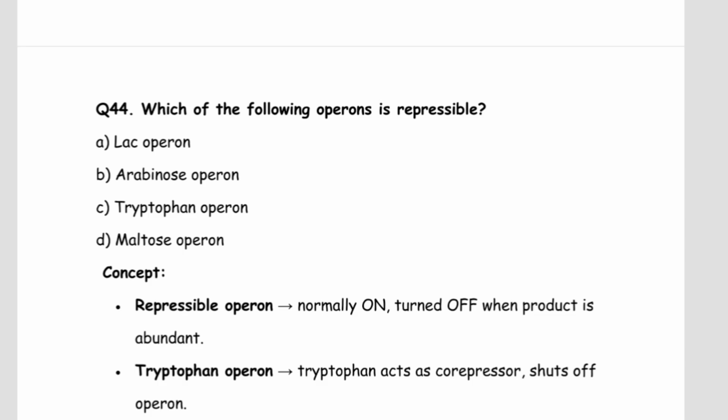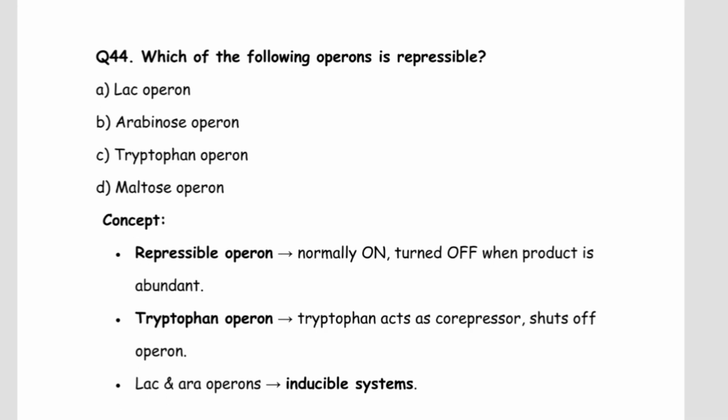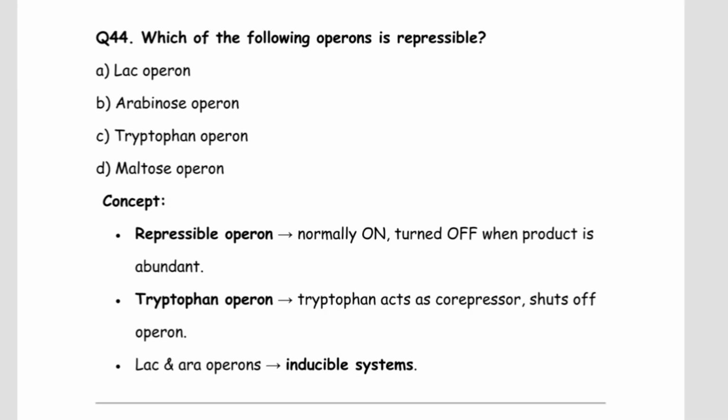Whereas the lac operon, arabinose operon and maltose operon are inducible systems, where the presence of these products turns that operon on. In the tryptophan operon, tryptophan acts as a co-repressor as it binds to the repressor and turns off the operon. So when the product is abundantly present, the repressible operon is turned off. Whereas when the product is abundantly present and the operon is turned on, that operon is called an inducible operon.